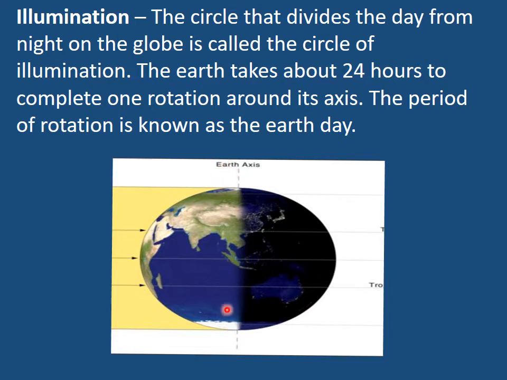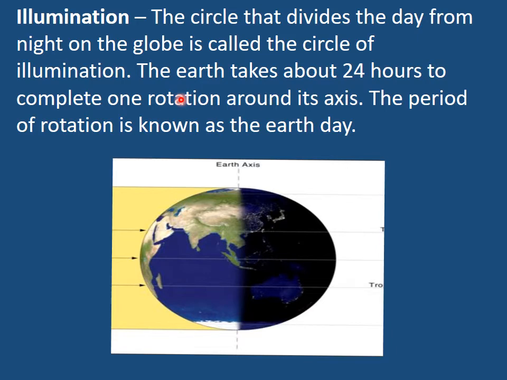Okay, dear children. As we have seen in the beginning, for completing one rotation, Earth takes 24 hours. That is 1 day. This period is known as Earth day.